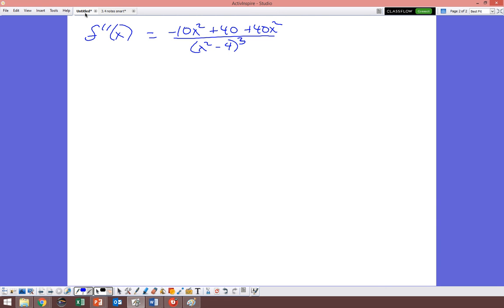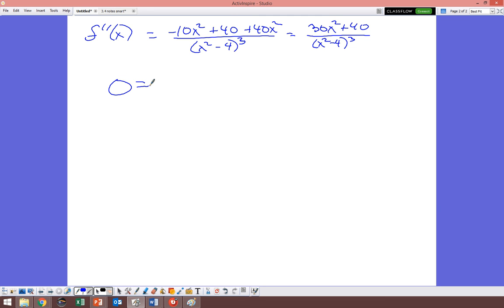Okay, so clean up the top: 30x squared minus 40, plus 40, plus 40, over x squared minus 4. Okay, now that I have it all there, I'm going to make the math really easy. Set the second derivative equal to 0.